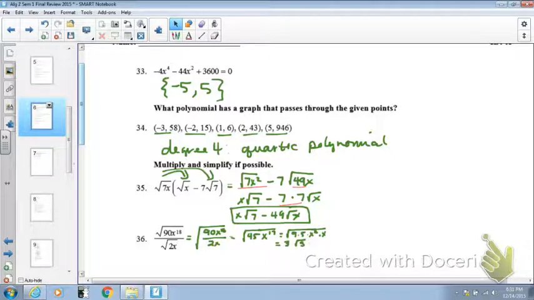The square root of x to the 16th, we simply divide the exponent by 2, and that's x to the 8th, and then we've got a square root of x. So I have 3x to the 8th square root of 5x as my solution.